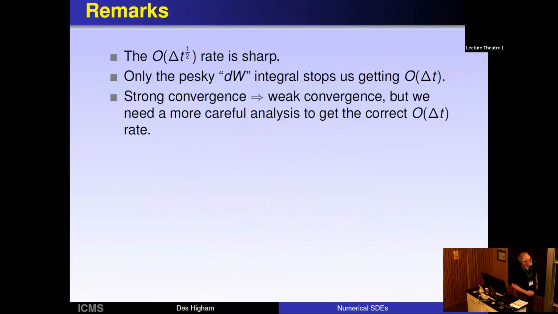So that then goes together and gives us the proof. As I said earlier, that is the sharp rate. You can't do better than delta t to the half for strong convergence of Euler-Maruyama. It's only that dW integral at the end which cost us the order half, which makes sense because we know that standard Euler on a deterministic problem has order 1. So if we throw away the noise, set g equal to 0, if we didn't have those stochastic integrals, we definitely get order delta t. So it makes sense that it's only the stochastic integral bit that causes things to go wrong.